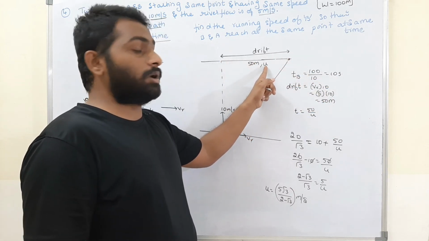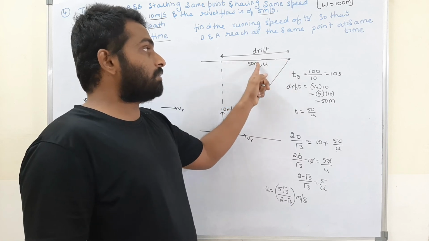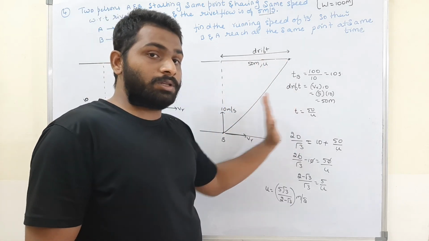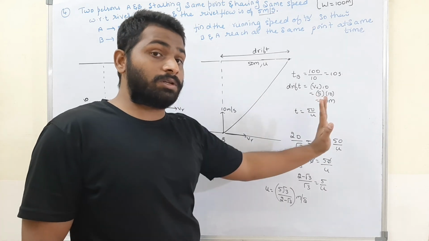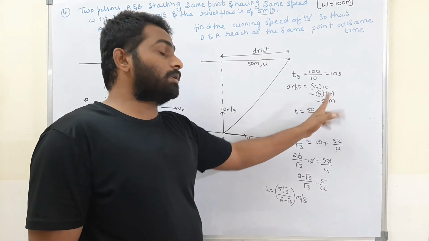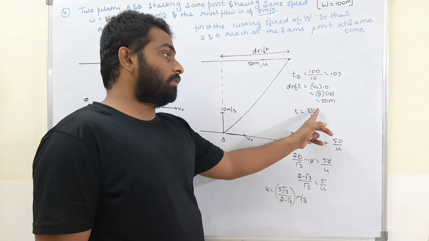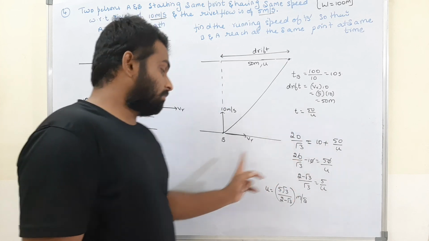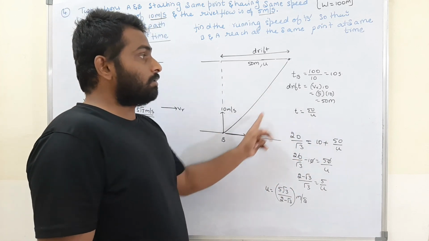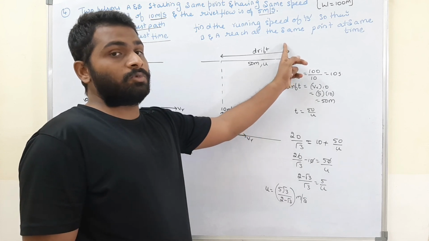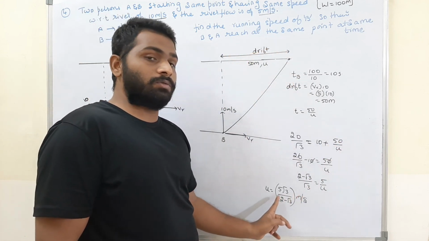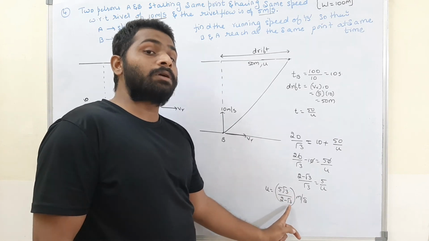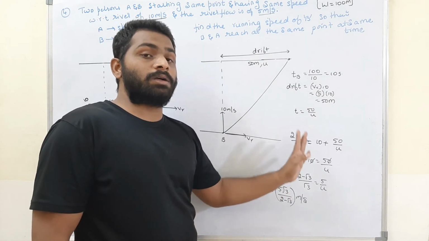What's the running speed? I don't know. What is the drift? Drift is nothing but the horizontal velocity, that is the river velocity, into time, that is 50 meters. That is, time equals 50 by u. Now this time has to be equal to the time to cross the river plus the time to move from here to here. That is 10 plus 50 by u. Therefore find what is u. 5 root 3 by 2 minus root 3 meters per second.